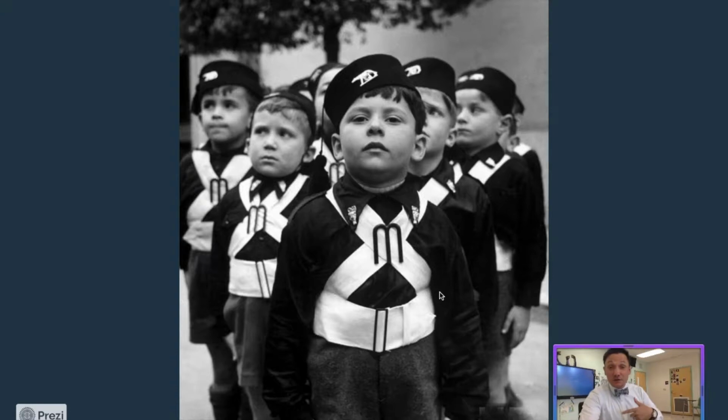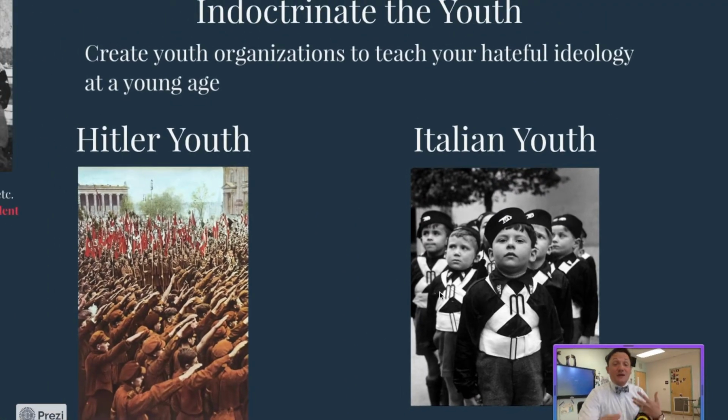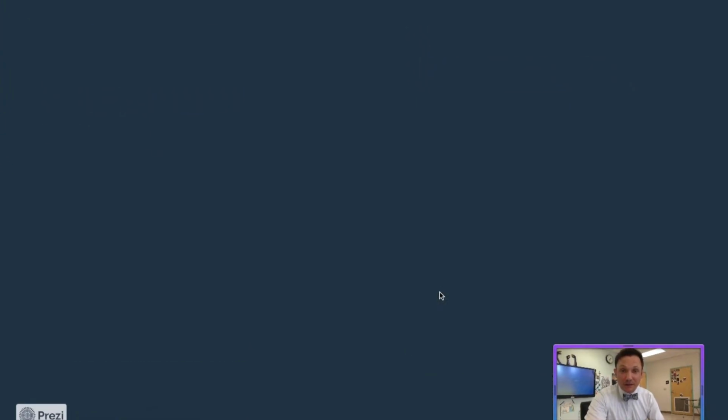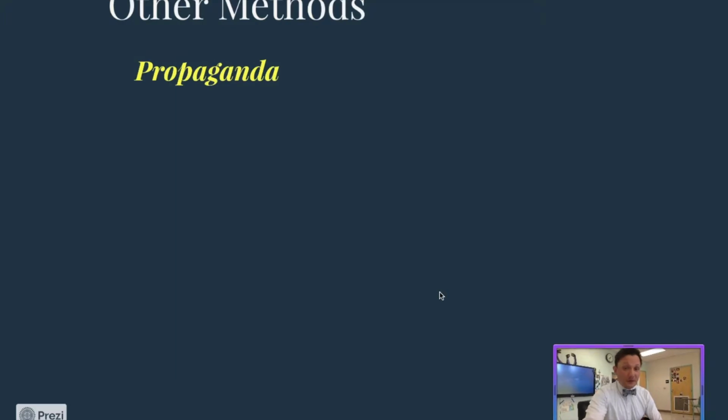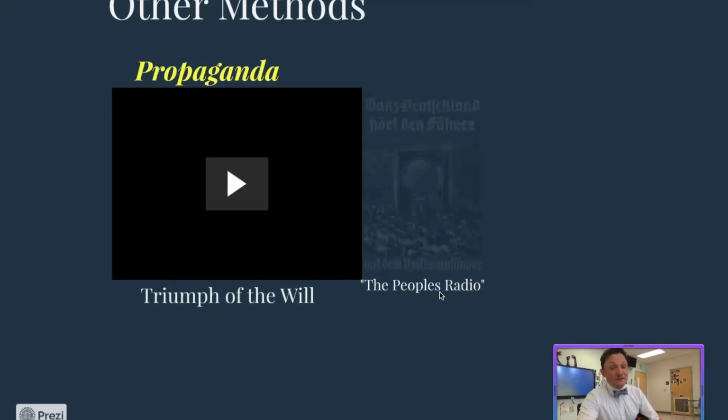So, but continuing forward, this is a picture of the Italian Fascist Youth. So as you can see, indoctrinate them young, indoctrinate them early, and try to create organizations that will create the idea of this fascist person or fascist soldier that you're looking for, right? Now, also, though, there are other methods, right? There are other minor methods that we will talk about.